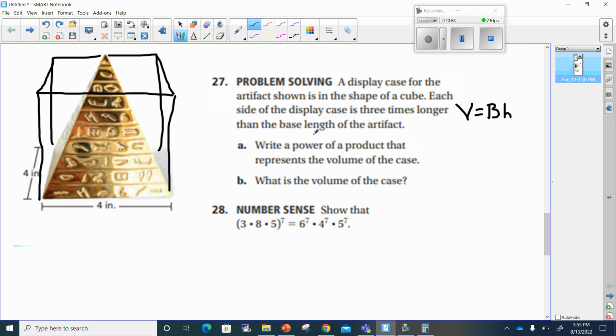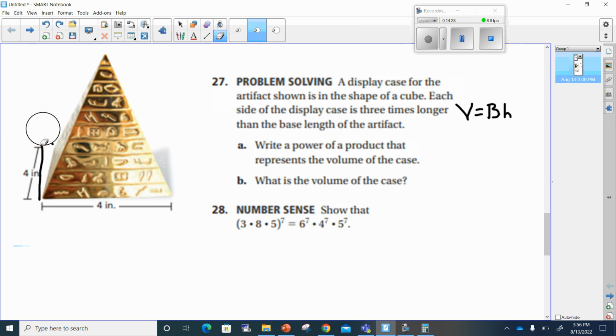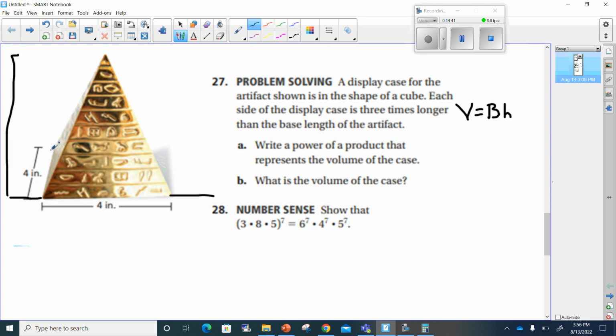So the case, it says each side of the display case is 3 times longer than the base length of the artifact. So each side of this case is 3 times longer than the base. What that tells me is this case isn't perfectly 4 inches, is it? Because it said each side is 3 times longer. So I'm going to have to retweak this. If it's 3 times longer than 4, then this case is going to be sitting kind of like this, right? And since it's a cube, all the sides are the same. So if the base is 4, and it's 3 times bigger, then the case that's holding this thing has to be 3 times 4, right?